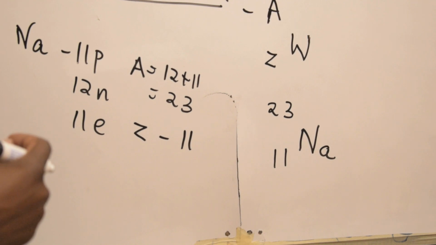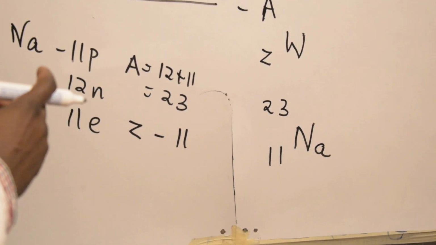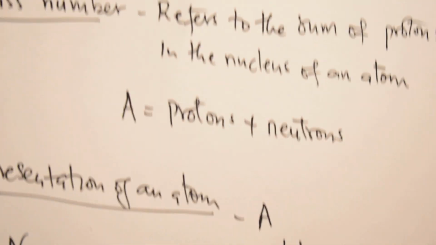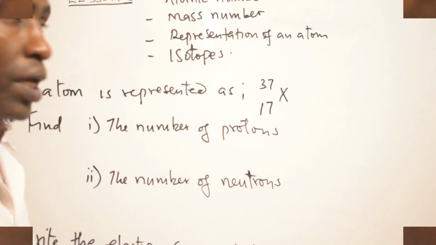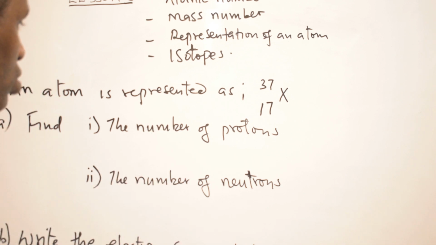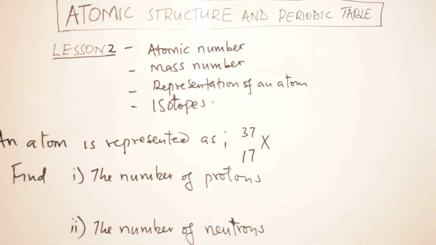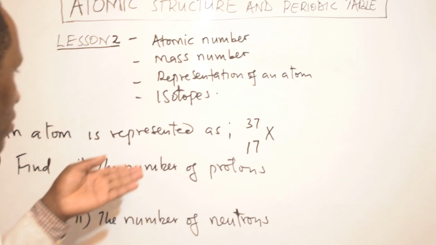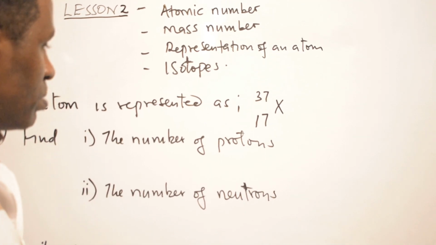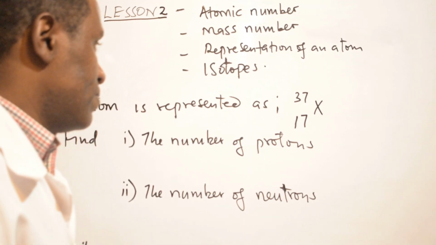Maybe I can have one question on this and see what we are exactly talking about. Now, having discussed the representation of an atom, let's look at a simple question to tell us whether we understand. We have an atom that has been represented as 17, 37, X.